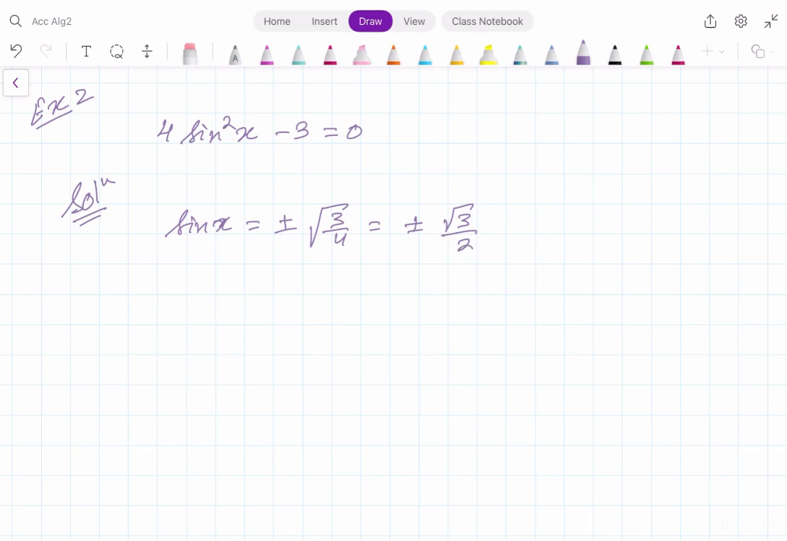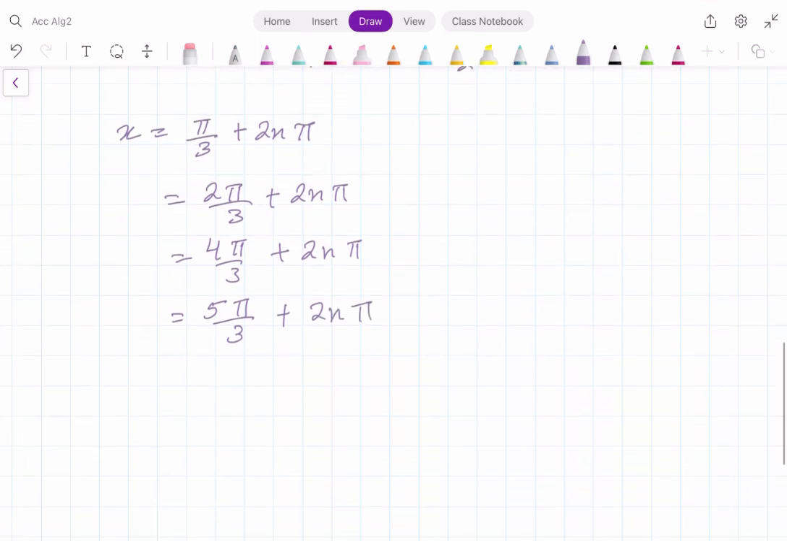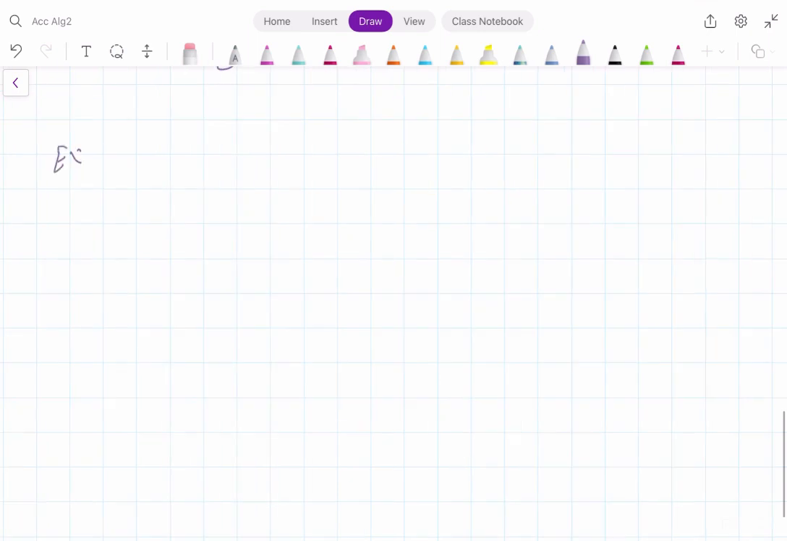Now radical 3 over 2 plus and minus, that means in the positive and the negative quadrants both, that will be pi/3 plus 2n pi on the unit circle, and also 2 pi/3 plus 2n pi, 4 pi/3 plus 2n pi, and 5 pi/3 plus 2n pi. So we are taking into consideration where the sign is positive and where the sign is negative.